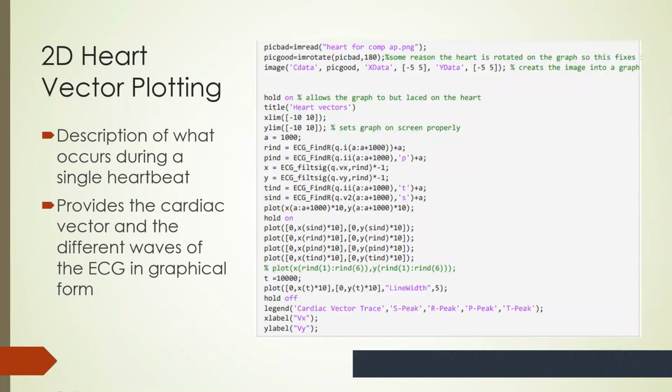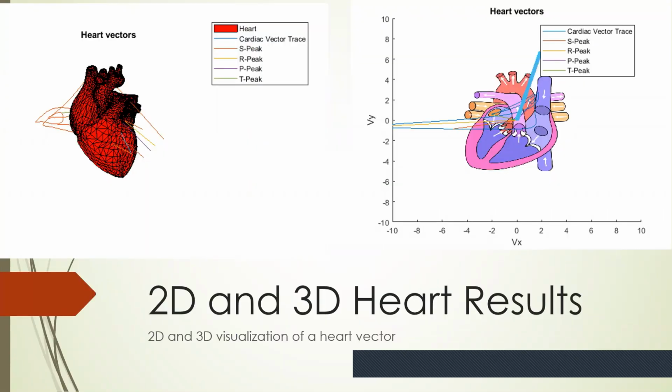For the 2D and 3D hearts plotting, what we did is we took a graph and then we overlaid a picture underneath for the 2D heart and a 3D heart over for the 3D heart. We used data from one of the patients to get the information for the signals that we plotted on the 2D and 3D versions of the heart. We plotted based off of the wave detections that we found earlier, and we're able to put them on the 2D heart, which you see on the right-hand side, and the 3D heart, which you see on the left-hand side.